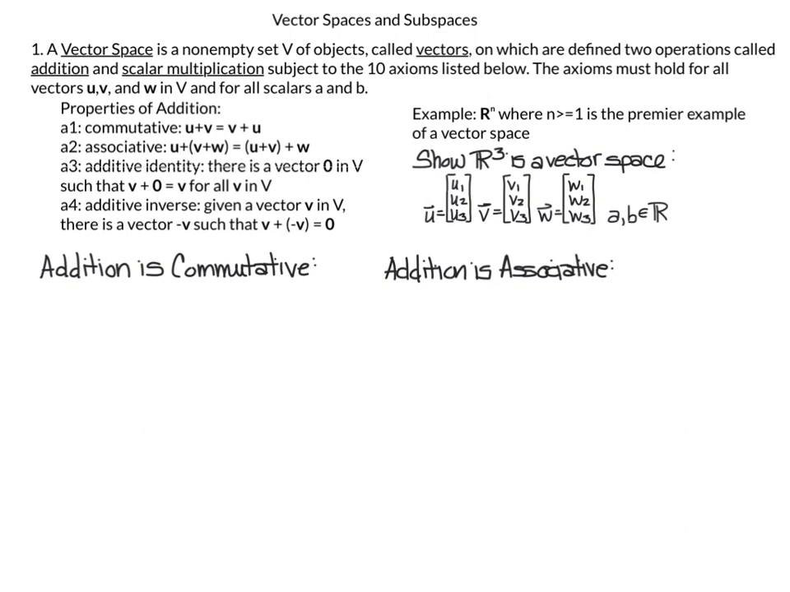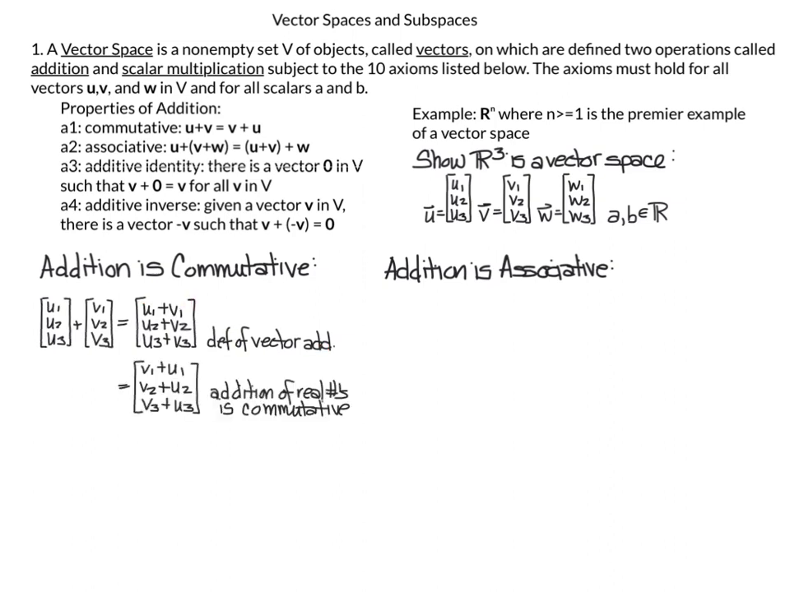To show that addition is commutative, we need to show that a vector u plus a vector v is equal to the vector v plus the vector u. So I start off with my vector u and my vector v, and I write them out in R3 with the components. I add them together, and from here to here, all I'm doing is using the definition of vector addition. I'm adding component by component.